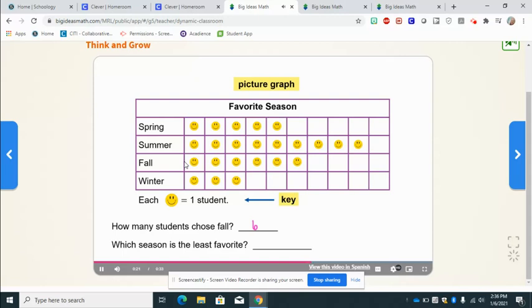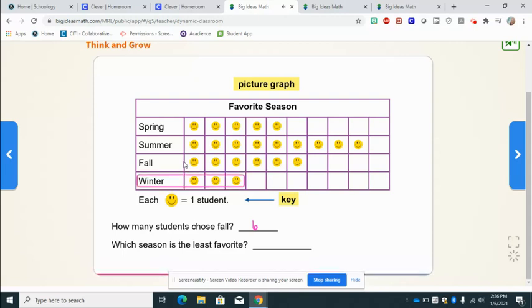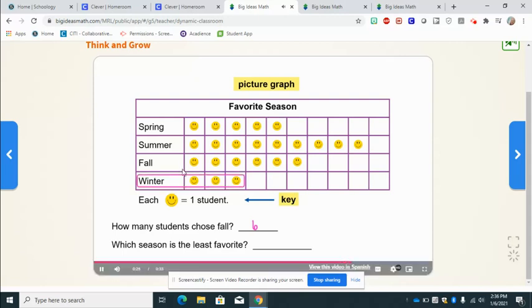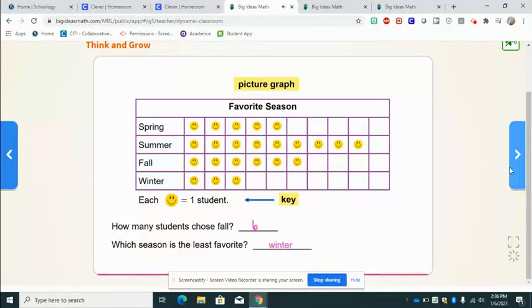Which season is the least favorite, which means the smallest amount? Winter shows 3 smiley faces, so it's the smallest amount, so winter is the least favorite season.